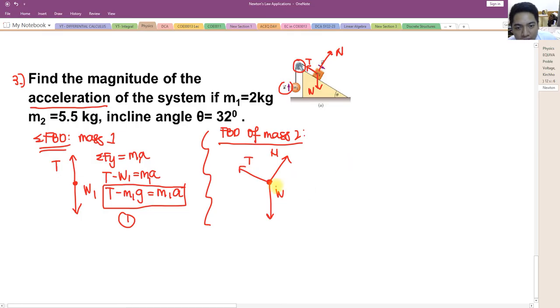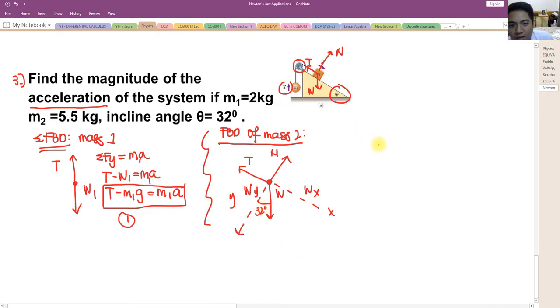So take note that this is our x-axis, and take note that this will be our y-axis. And our W has components WX and WY. Since we have an angle, the angle is always from the weight to the y-axis. So we have an angle of 32 degrees.